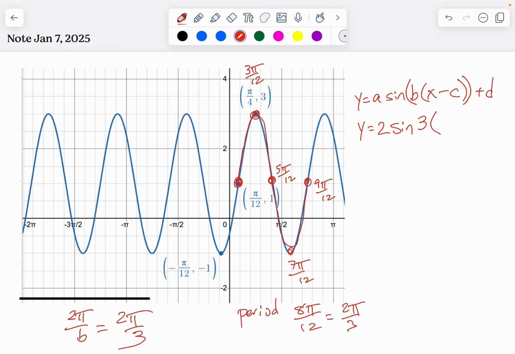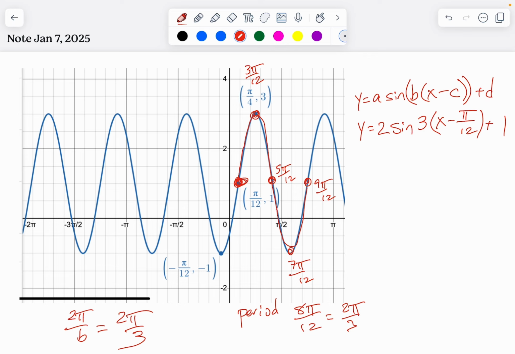Okay, and now to start at this point, I shifted to the right, so that would become an x minus, how much did I move? Pi over 12. And then how much did I go up? I went up 1 unit. Okay, and so this equation should match.